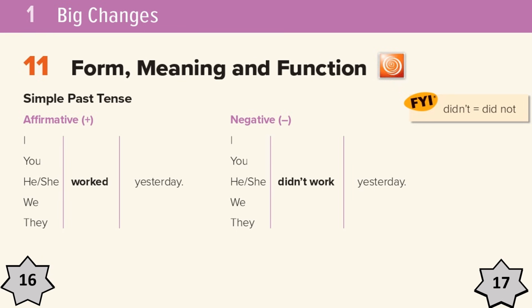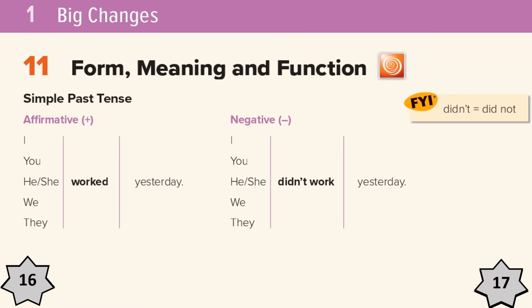Simple past tense. We use this tense to talk about events that began and ended in the past. الماضي البسيط نستخدم هذا الزمن للتعبير عن الأحداث التي بدأت وانتهت في الماضي. Let's read some examples. Affirmative. I worked yesterday. We can say you worked yesterday. He or she worked yesterday. We worked yesterday. They worked yesterday.